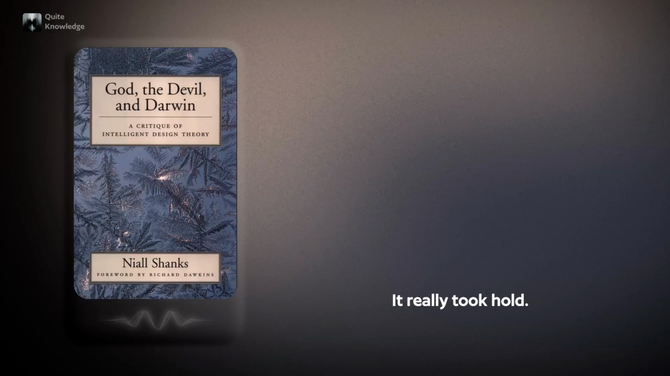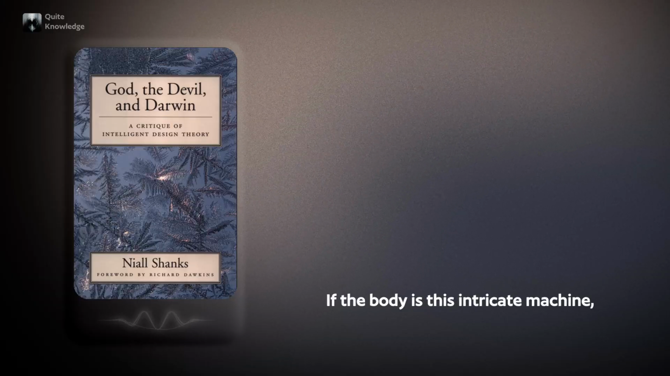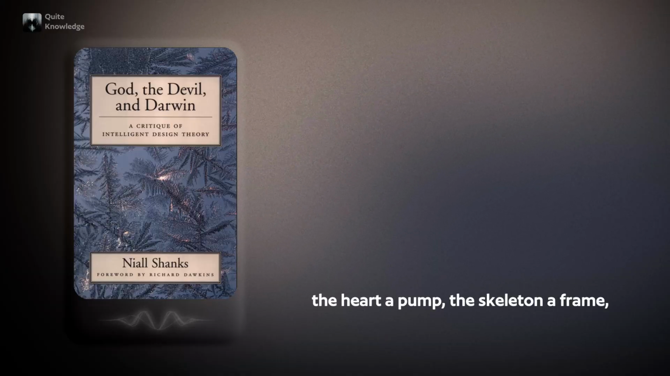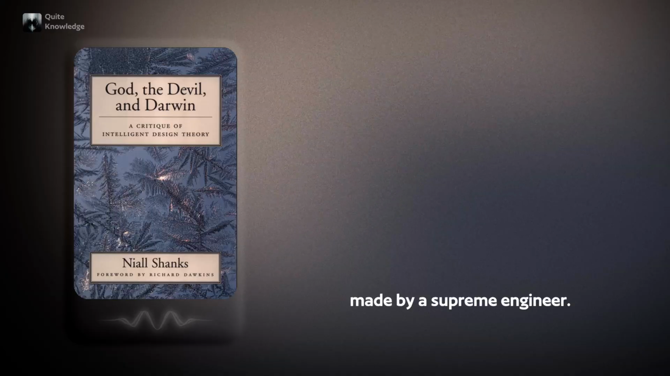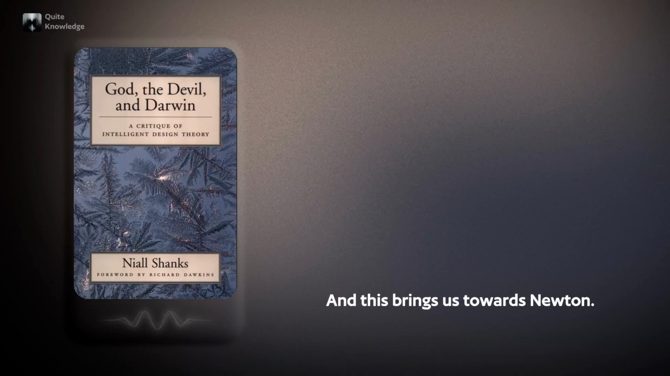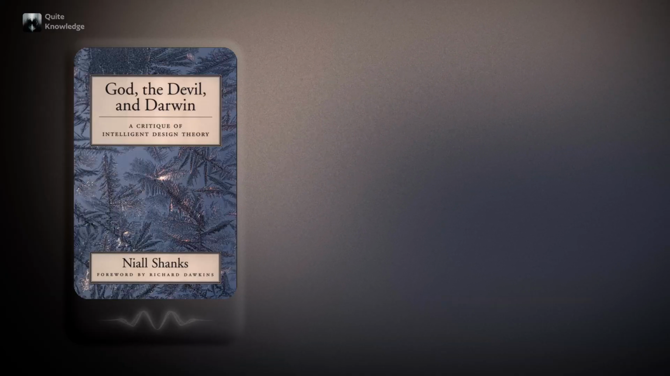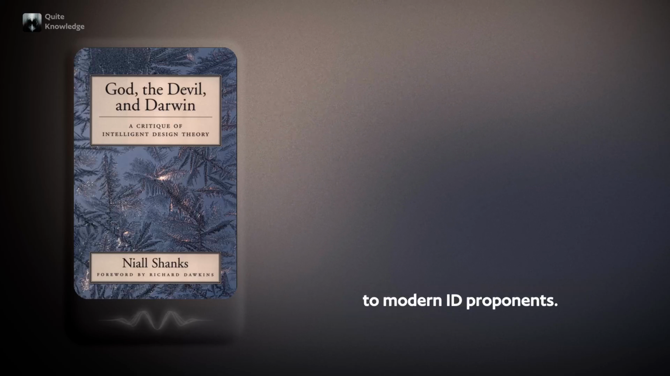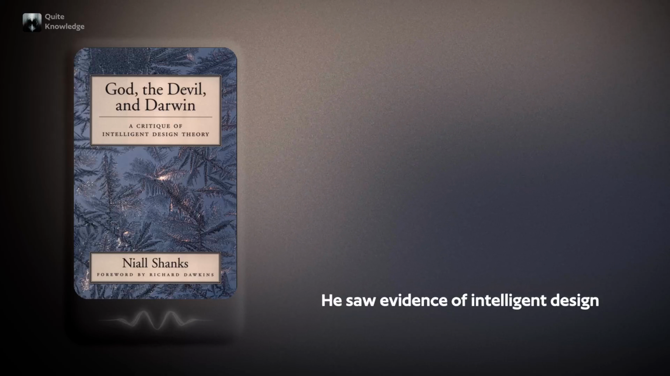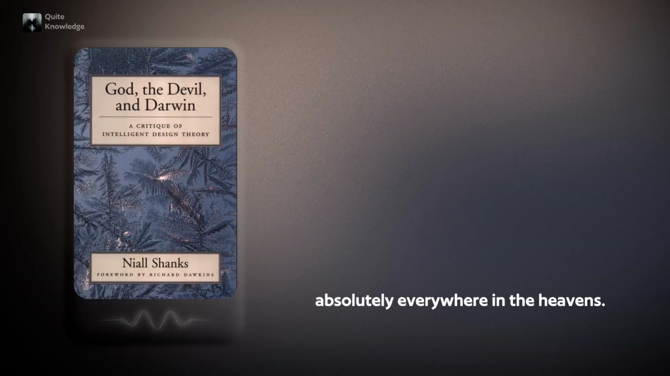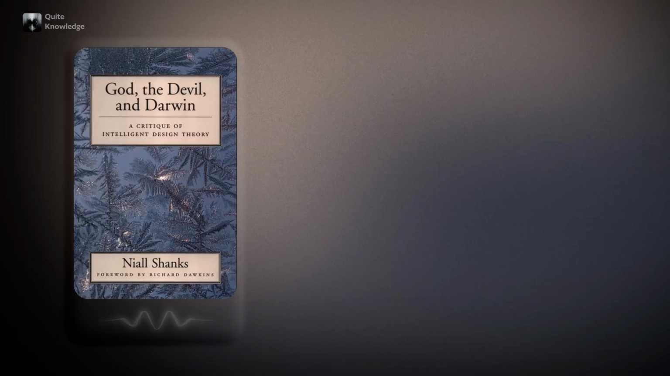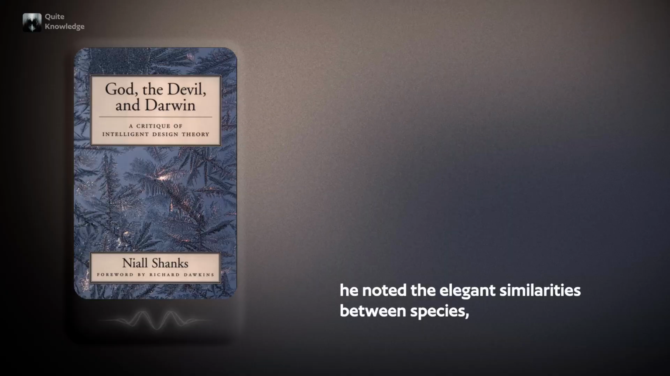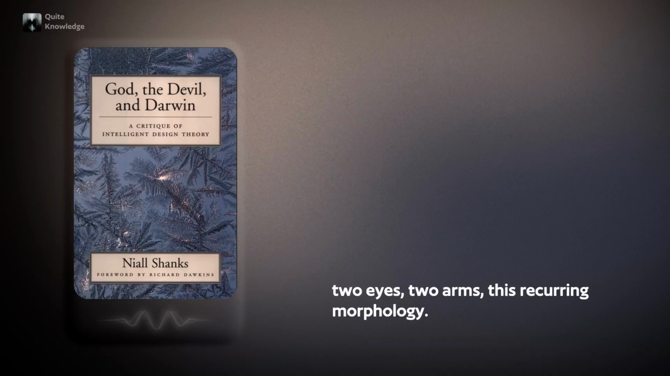Right, and this leads to that powerful metaphor, the body as a machine. It really took hold. If the body is this intricate machine, the heart a pump, the skeleton a frame, then surely nature itself must be a grand machine, made by a supreme engineer. And this brings us towards Newton. Isaac Newton, yes. In many ways, he's an intellectual forerunner to modern ID proponents. He saw evidence of intelligent design absolutely everywhere, in the heavens, the planets moving so regularly despite comets messing things up.